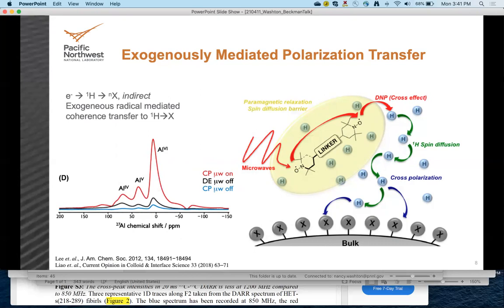So rather than harnessing the protons, which can be only on the surface of some of these materials, to then transfer their polarization to nearby aluminums, the direct excitation is fundamentally looking mostly at the bulk aluminum. And you can see the signal enhancement for using DNP with these introduced radicals.